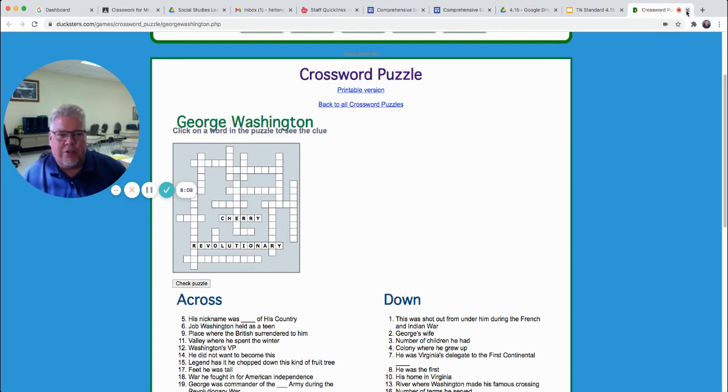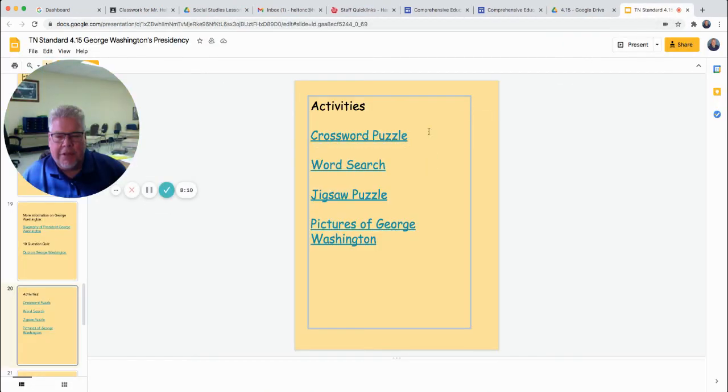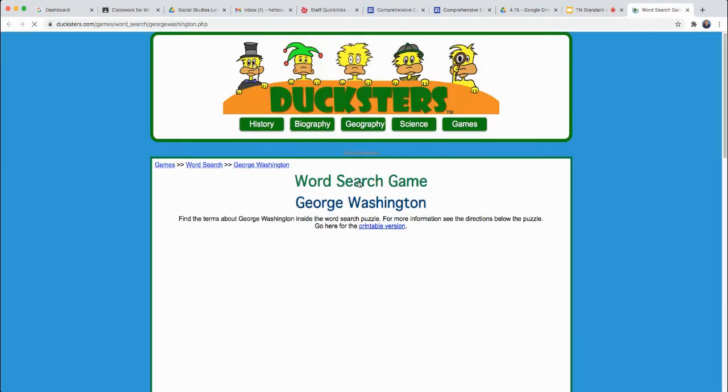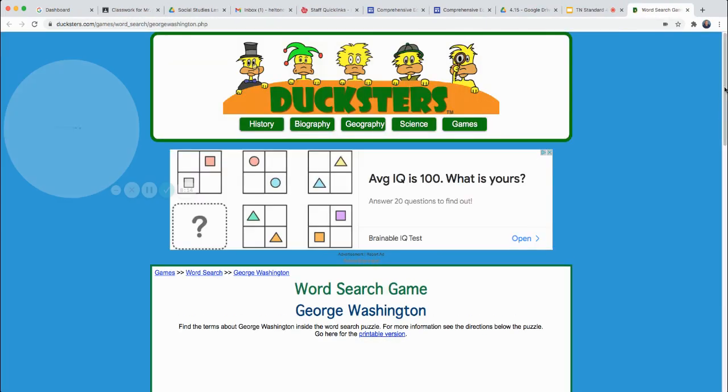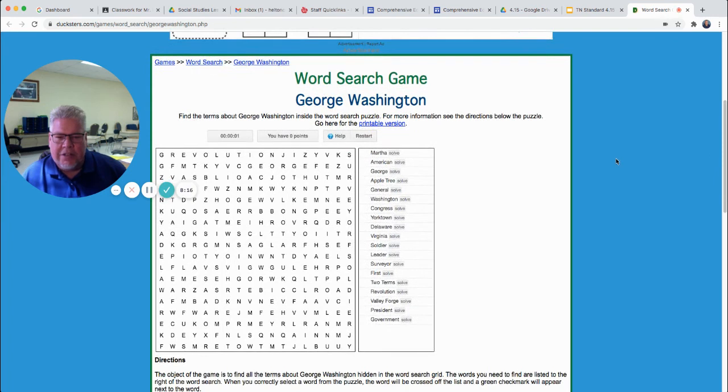So there's a crossword puzzle you can work on. This is a fun one. This is an interactive word search. Words about George Washington. Martha. Oh, I see a word right here. All you do is click on the first letter and drag revolution. There it is. And I found that one. So you've got words to solve there. Find them in there. Okay.